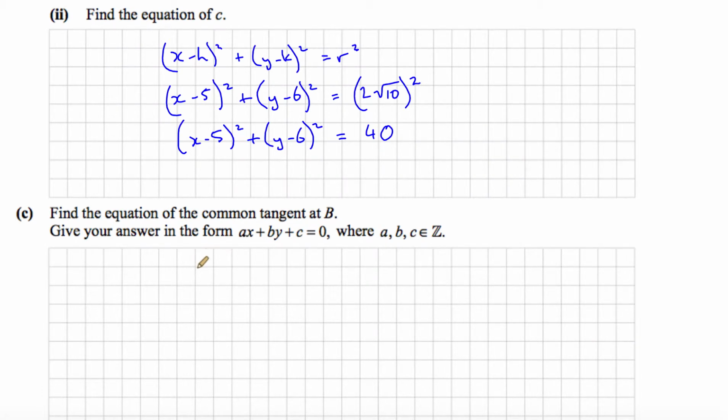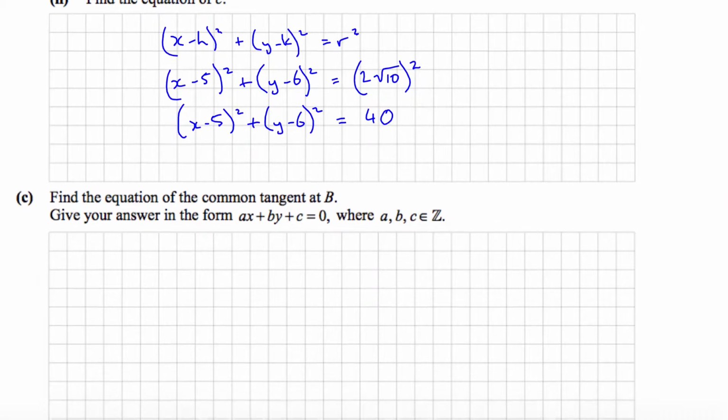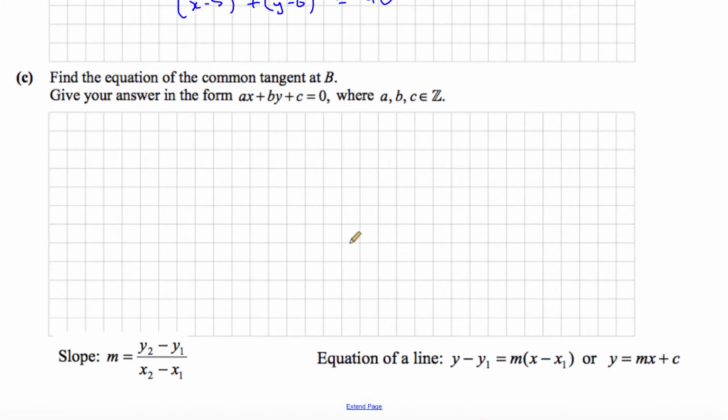So if we're looking for the common tangent, it's going to be a line, so we're going to use the formula for the equation of a line. We're going to use this formula here, and to use this formula we need the slope m and a point x1, y1. So first of all, we're going to find the slope m. We can use this other formula, which I've also taken from the tables book here.